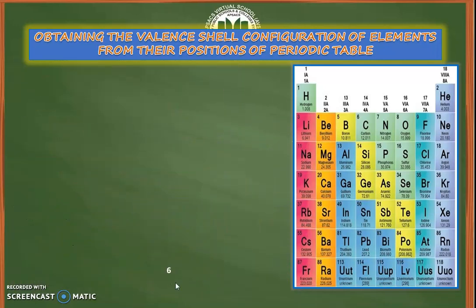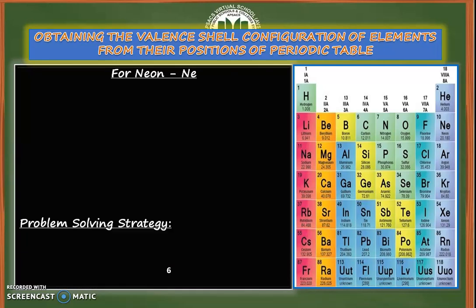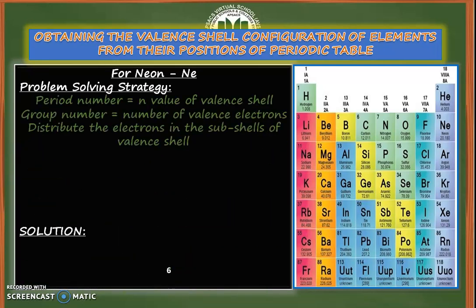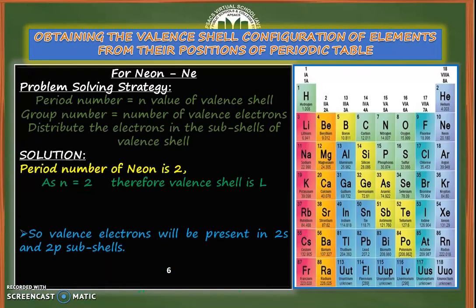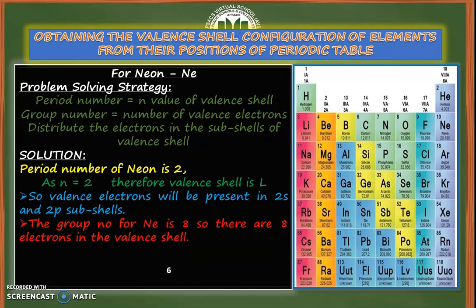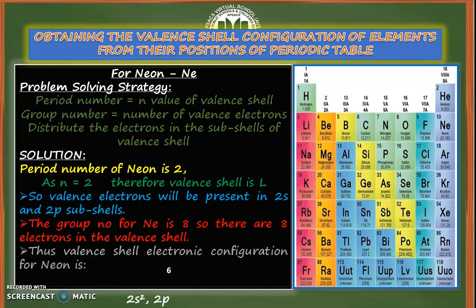So now let's discuss it with another example, that is for neon. Our problem solving strategy remains the same, which is that you need to remember that the period number of any element represents the nth value of the valence shell, while the group number represents the number of valence electrons. And after finding out the group and period number from periodic table, you need to distribute the electrons in the subshells of valence shell. So now let's locate the neon first.